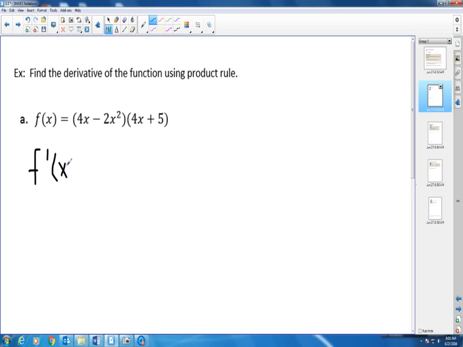all I'm going to do is take the derivative of the first. This one is the first, and if I want to take the derivative of it, I can do it just by looking at it. This is a difference of two functions, so the derivative of 4x is 4, minus the derivative of 2x squared, which is 4x, times the second, 4x plus 5.